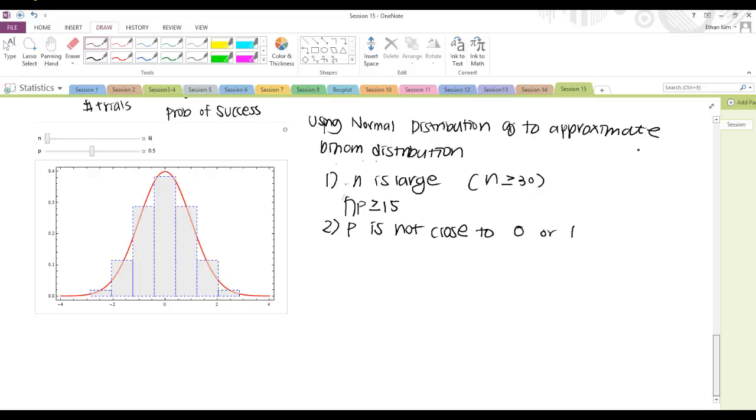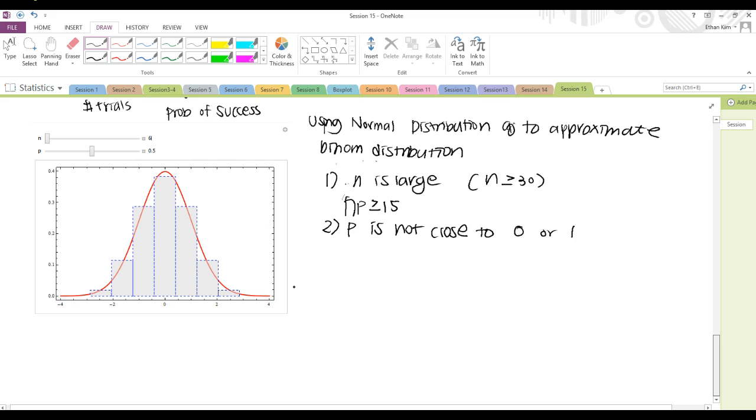When using normal distribution to approximate, how do we use it? We pretty much use the same thing. We use z-score to approximate, and then get the probability using the table or Excel function.